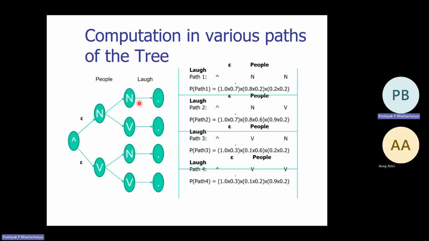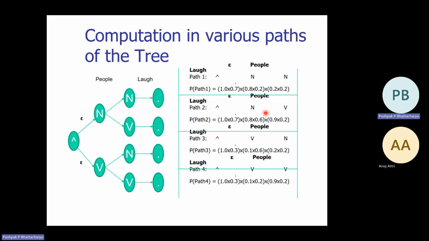And after seeing laugh, this N goes to final state dot, V goes to final state, this N, this V, all of them go to final state. Okay, so here you can make use of a Viterbi-like idea. And the paths that end in the same state, you deal with efficiently in terms of the Markov assumption. So the calculations are given here.